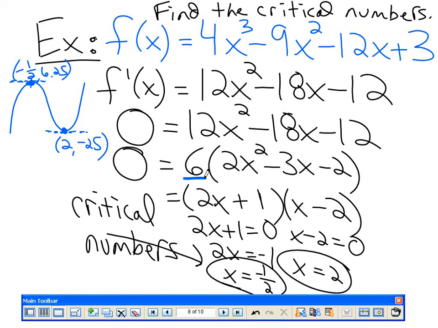x equals -1/2 and x equals 2. And those become important numbers because this is a rough sketch, this blue sketch. You can tell that I plugged -1/2 into the original function and I got 6.25. And I plugged 2 into the original function and I got -25, I believe. Those actually are relative high and low points. So at -1/2 it turns out it's a relative max, and then at 2, -25, that's a relative min. But I was just focusing on finding the critical numbers.